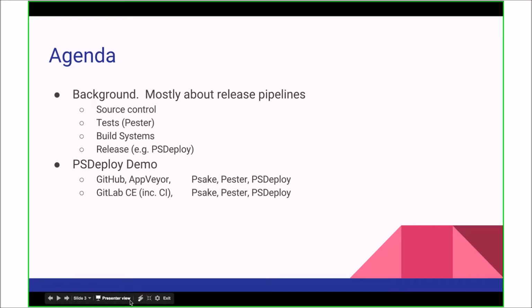We'll walk through how to use this in an open source environment using GitHub and AppVeyor that you could actually use and get started today without having to set up anything. And also do a quick demo showing this pipeline using GitLab Community Edition, which actually includes a build server with it. And in both cases, we're going to be using Psake, Pester, and PSDeploy together, although you can substitute out components. You don't actually have to use those specific ones.